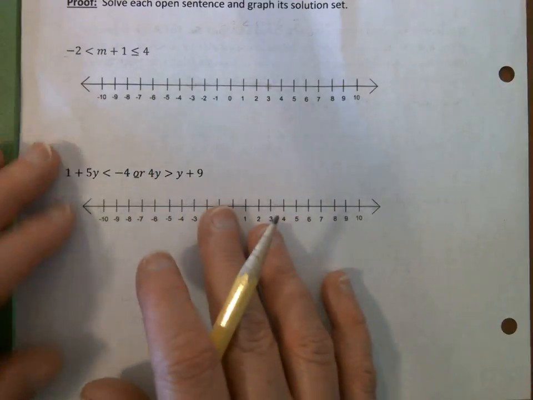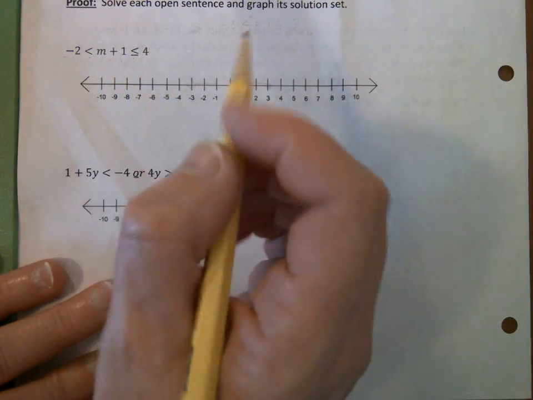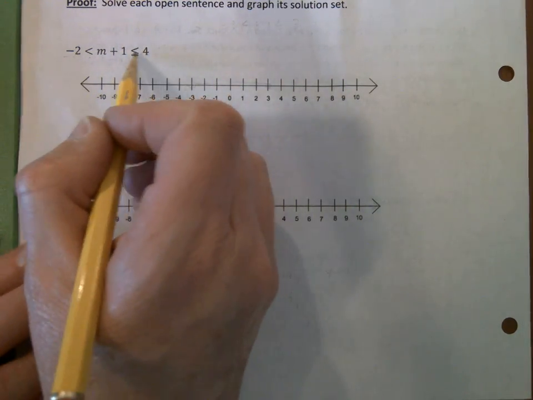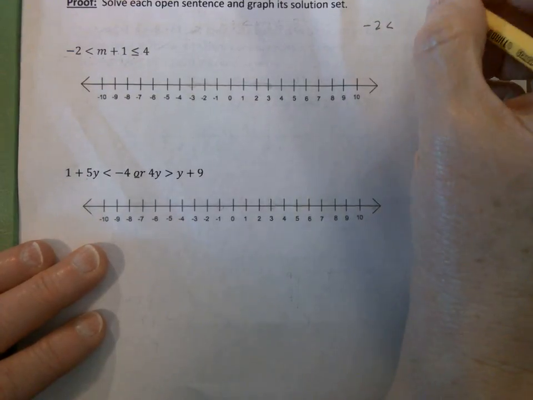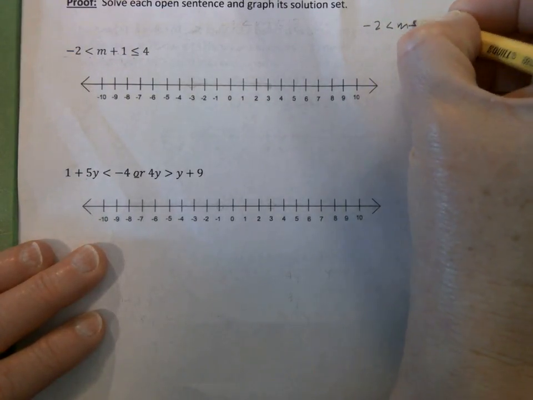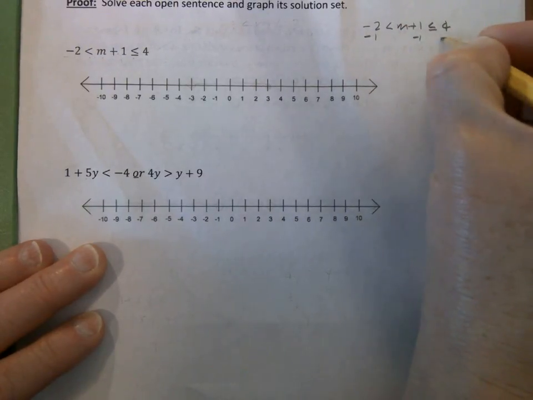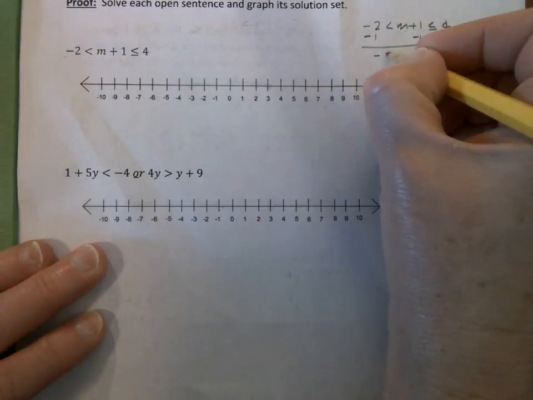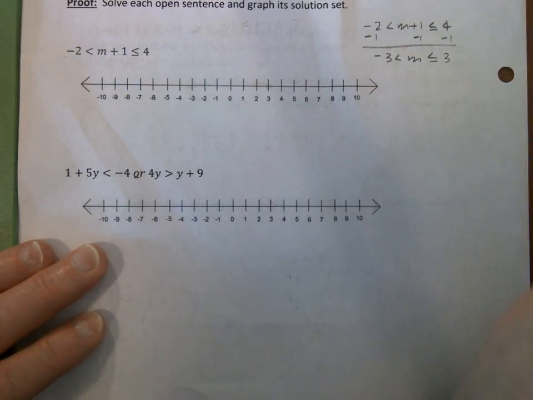If we look at our proof, I have -2 is less than m plus 1, which is less than or equal to 4. This is a conjunction, so I'm looking to see where they overlap. I'm going to write it out here so I can simplify it. I need to get m by itself, so I'm going to subtract 1 from all 3 sections. So I have -3 is less than m, which is less than or equal to 3.